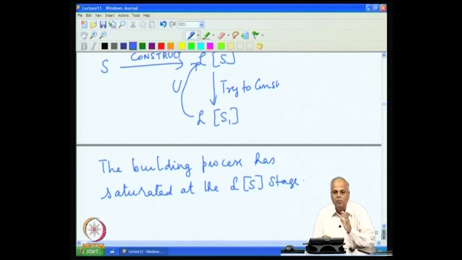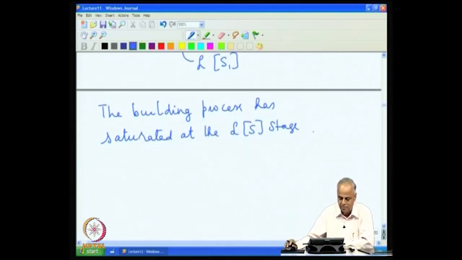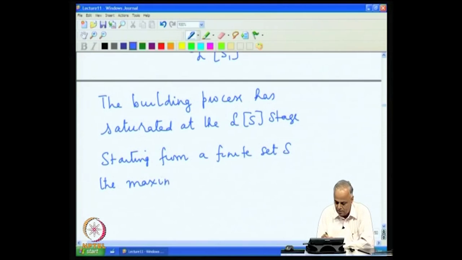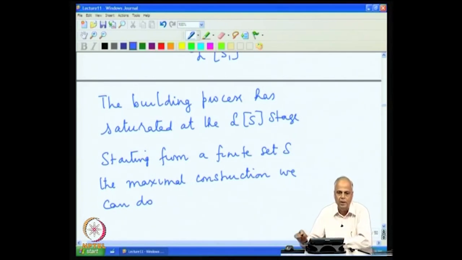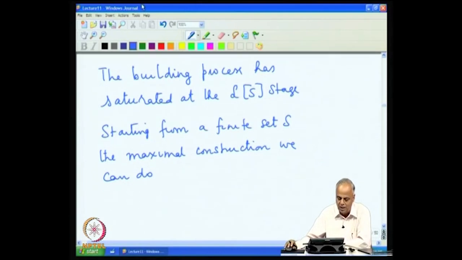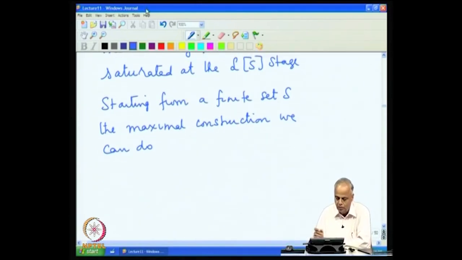Which means that starting from any finite set S in V, the linear combination collection that you can build out of this S is precisely LS. So, starting from a finite set S, the maximal construction or building we can do. When we do construction, we use only the operations of addition and scalar multiplication. That we should keep in mind, because in the vector space there is nothing else we know. We know that only addition and scalar multiplication make the axioms of the vector space. So, the maximal construction that we can do is LS.